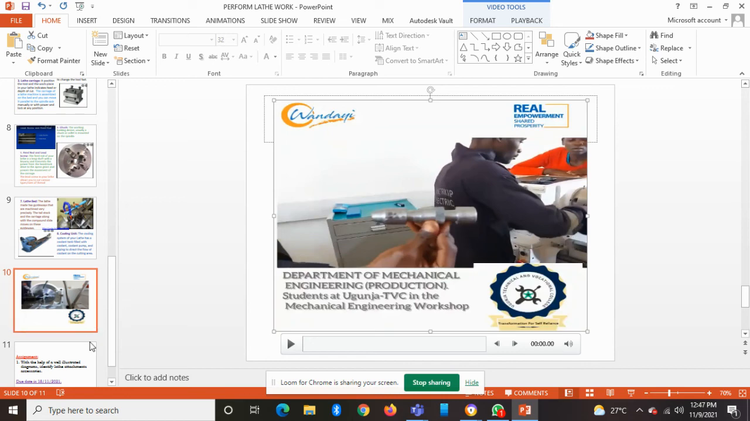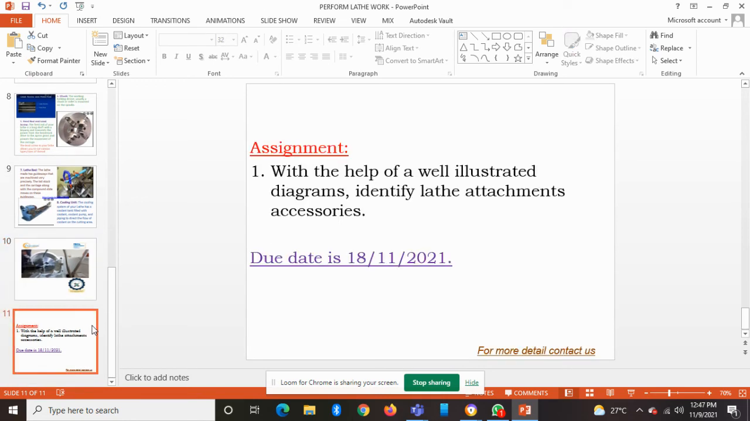Before I wind up the class, I have to give an assignment, and the assignment reads as follows. With the help of well-illustrated diagrams, identify lathe attachments and accessories. The assignment due date is 18th November 2021. For more information, log into this portal and we'll give you more information and writing materials.